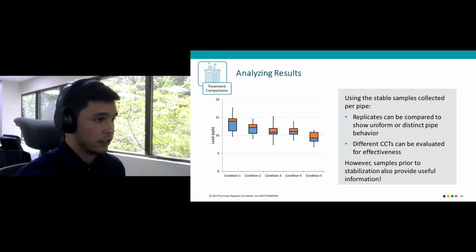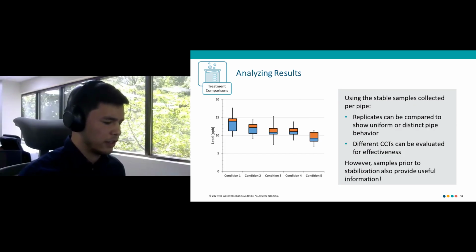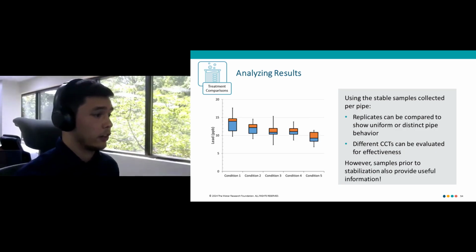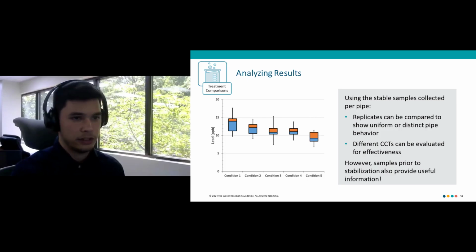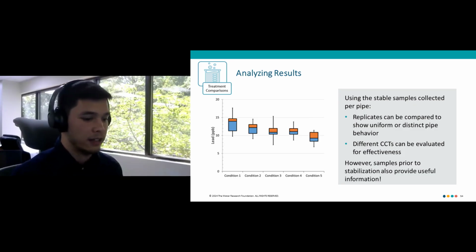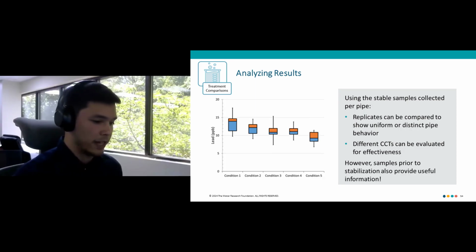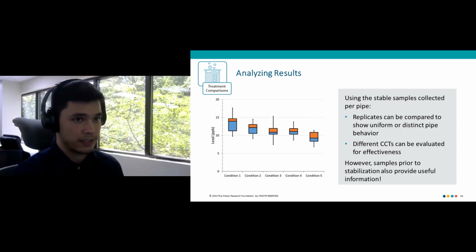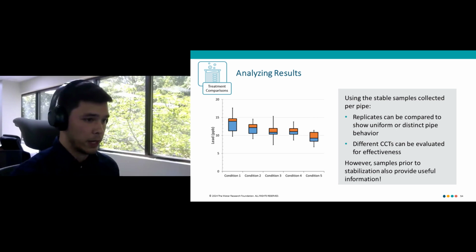I'm going to finally get on to analyzing the results. Once we've analyzed stability and grabbed these stable results, we can then compare those different results using a variety of visuals and statistical methods. I don't list all the statistical methods, but for example, you can use a Mann-Whitney test and a Wilcoxon rank sum test. Sometimes you can use ANOVA testing to make those various comparisons.